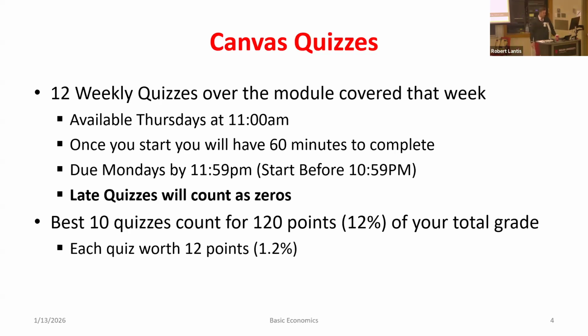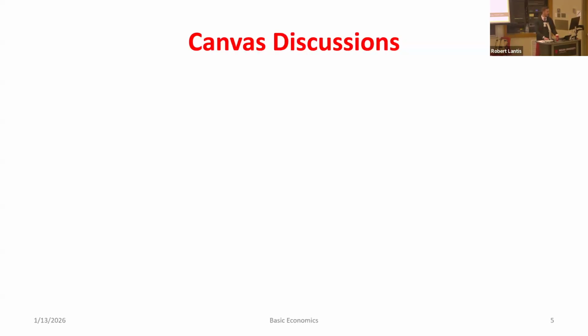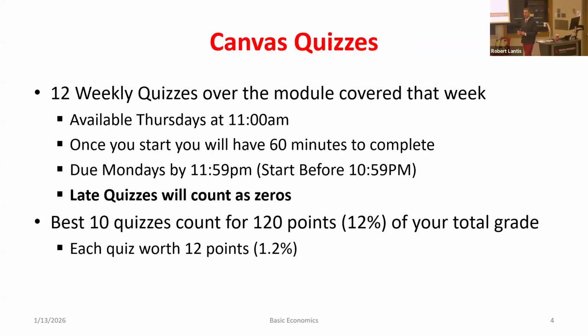Okay. So what that works out to be is each quiz is worth 12 points for a total of 120 points, or 12% of your overall grade. So the total points in the course you can think of as 1,000. I just made it that easy so it lines up with the percentages. So each quiz being worth what? 1.2%, right? Any questions over this before I keep moving here?